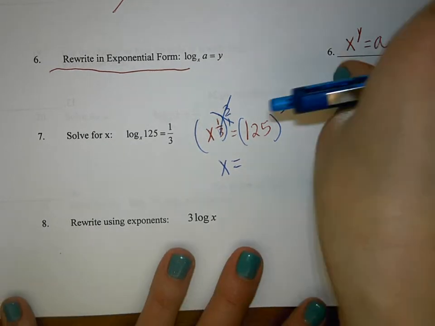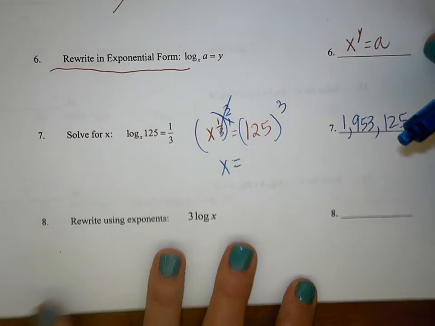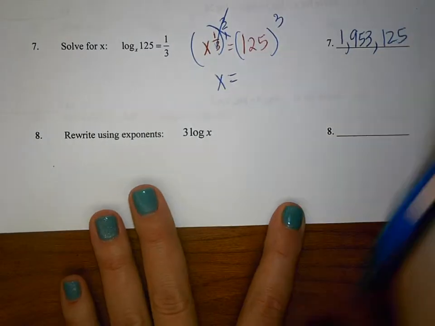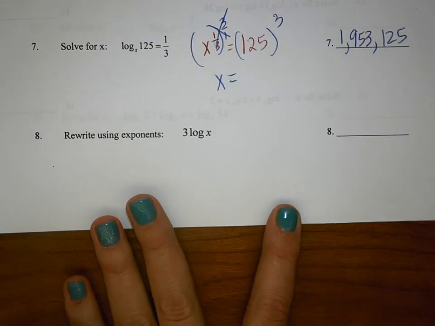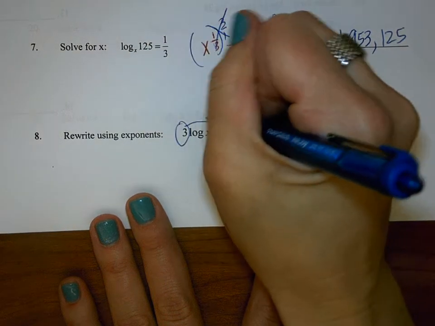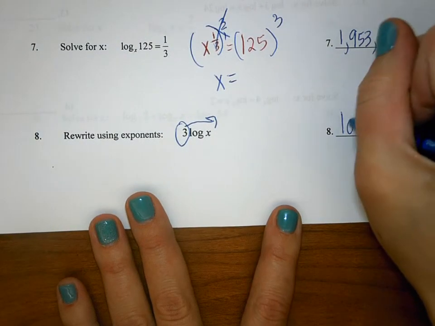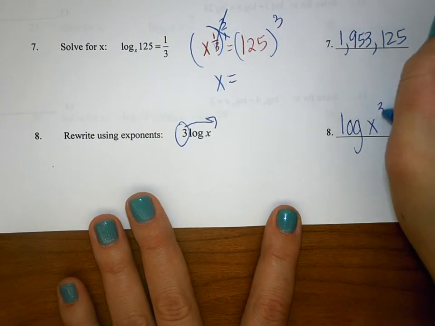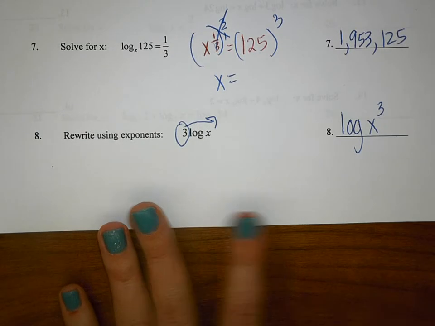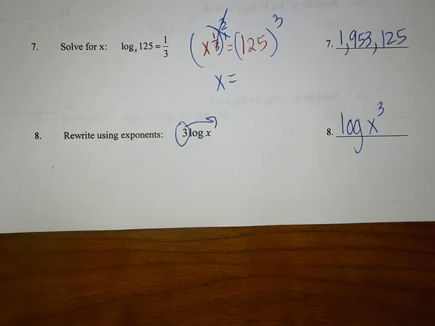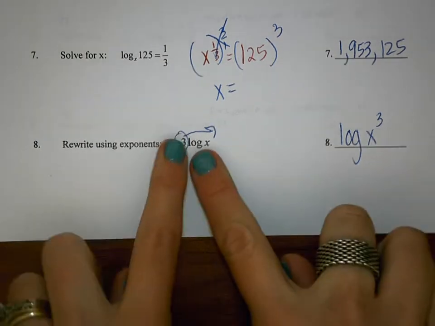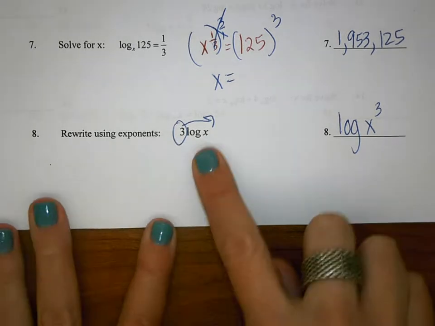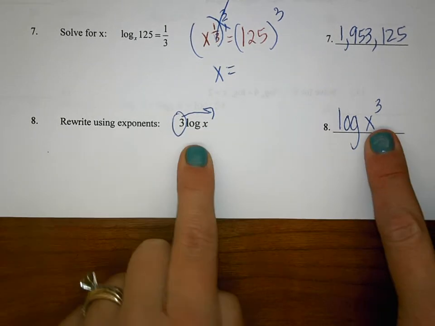Okay, number 8, it just says rewrite using exponents. What can you do when you have a 3 in front? Yeah, this is where it becomes your exponent. So all they wanted you to do is rewrite this as log x to the 3rd power. That's it. What's going to happen is it's going to ask you what is equivalent. So like you're going to have something like this, and you need to know that you bring that number up, and these two things mean the same thing.